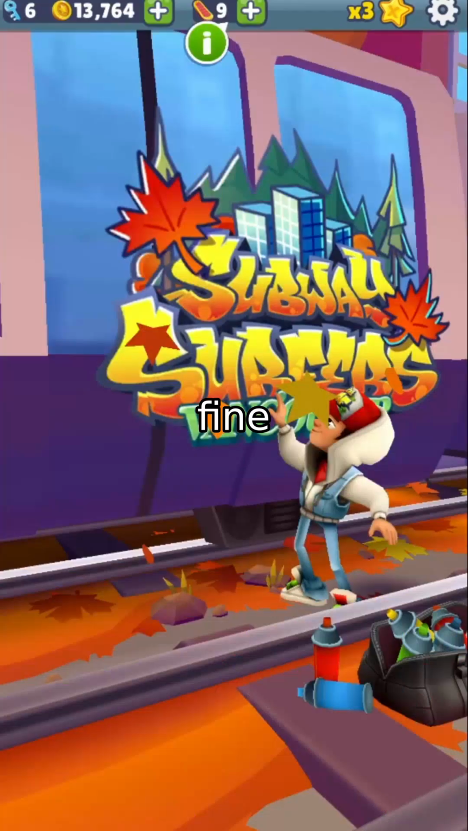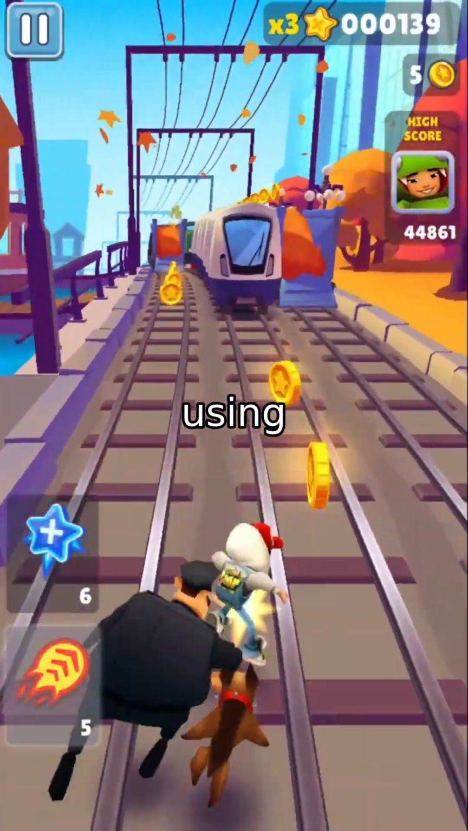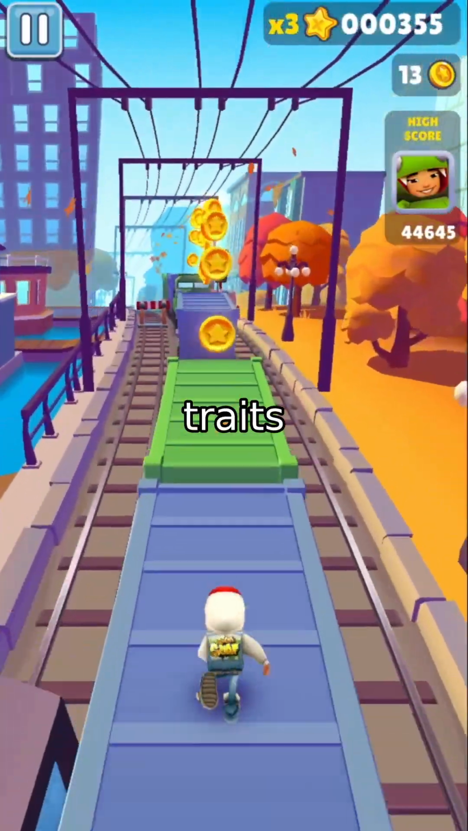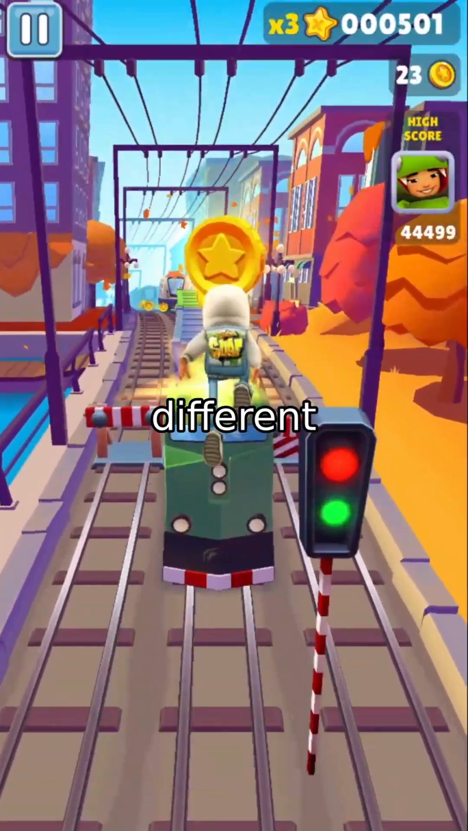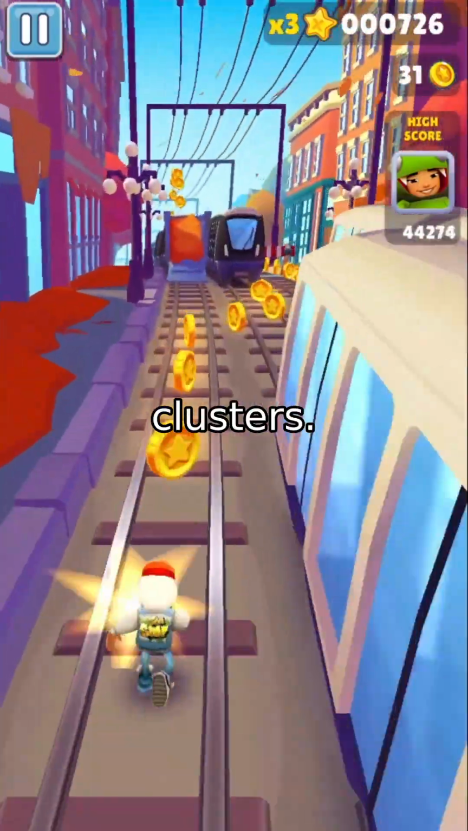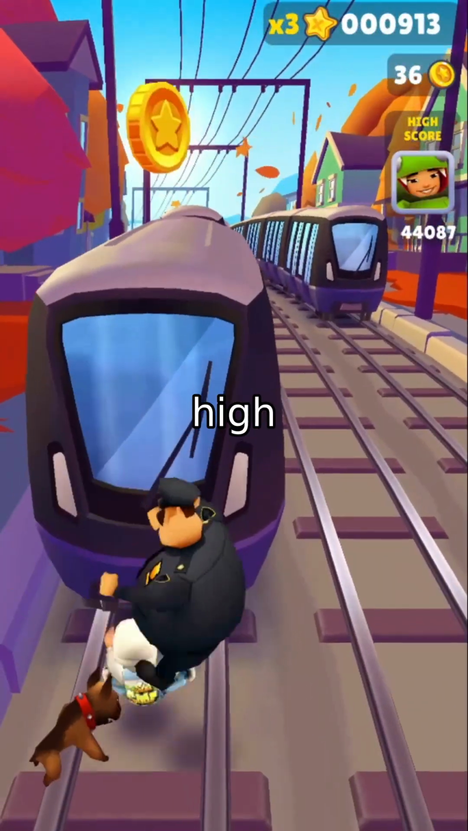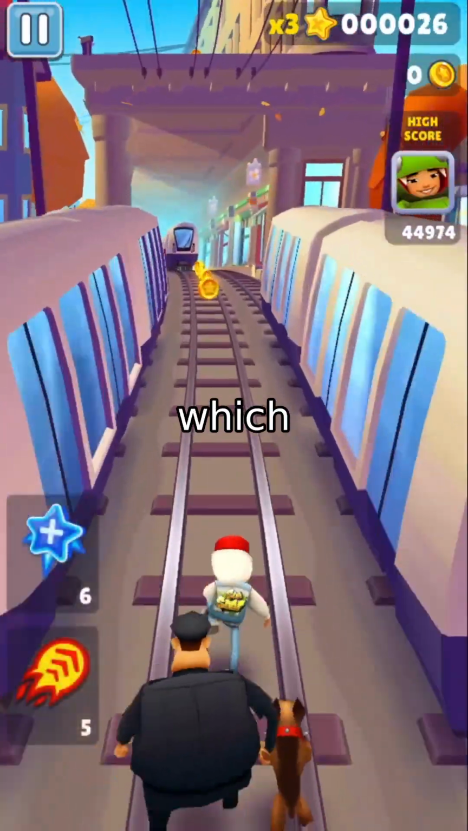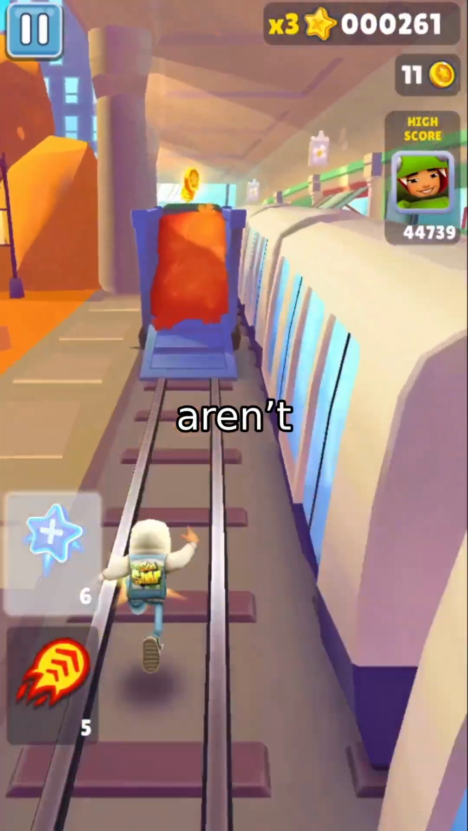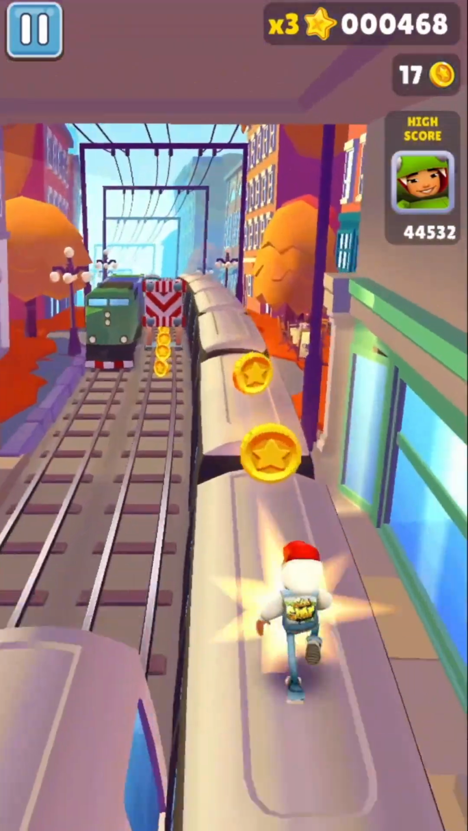To visualize what the fine-tuning actually learns, they projected the LoRA task vectors into two-dimensional space using principal component analysis. The plot shows that subagents trained on different traits are well separated. Even different levels within the same trait, like high versus low neuroticism, form distinct clusters. You do see some expected proximity, like low neuroticism sitting near high openness and neutral extroversion, which aligns with known psychological covariation. This proves the LoRA parameters aren't just memorizing noise. They're encoding meaningful, semantically relevant trait adaptations.